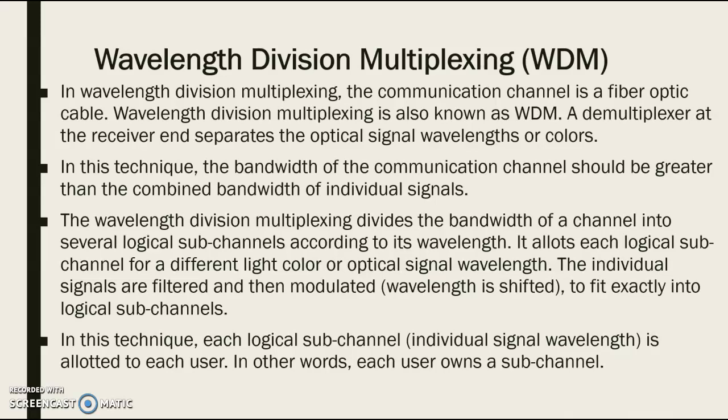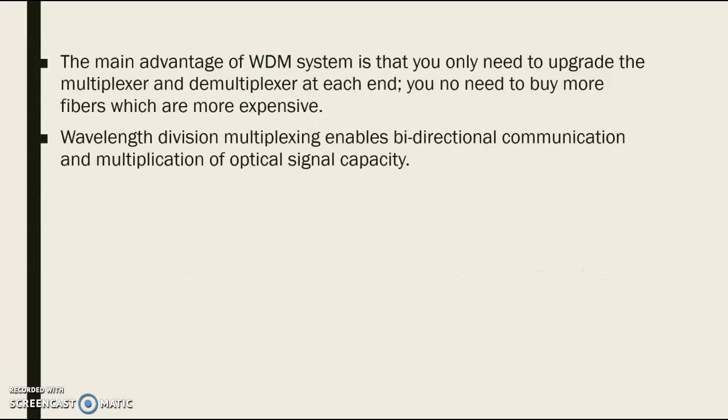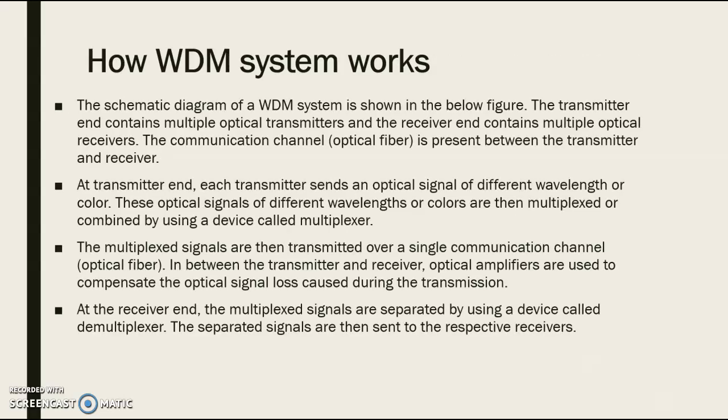In this technique, each logical sub-channel is allotted to each user. In other words, each user owns a sub-channel. The main advantage of this WDM system is that you only need to upgrade the multiplexer and the demultiplexer at each end. You don't have to buy more fibers, which would be more costly. Wavelength division multiplexing enables bidirectional communication and multiplication of optical signal capacity.